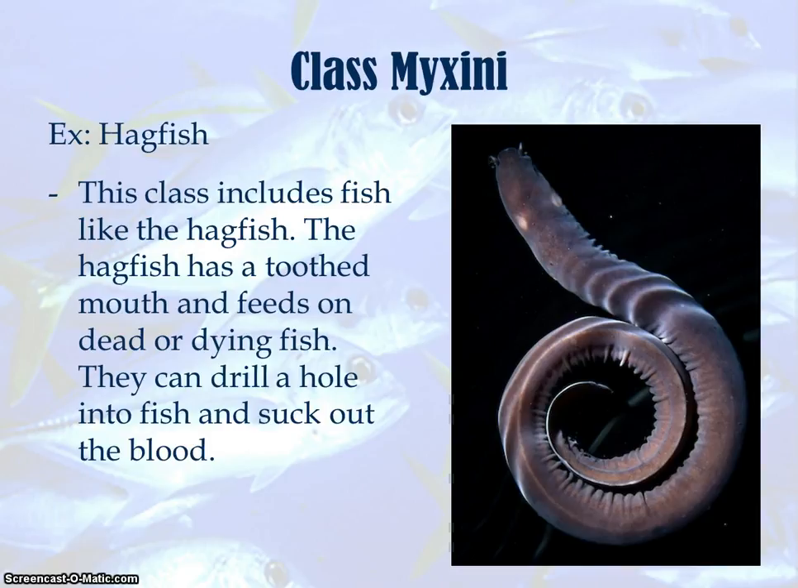They feed on dead or dying fish, and what they do is they can drill a circular hole into the fish using their teeth, and they suck out the blood. So they are blood drinkers.